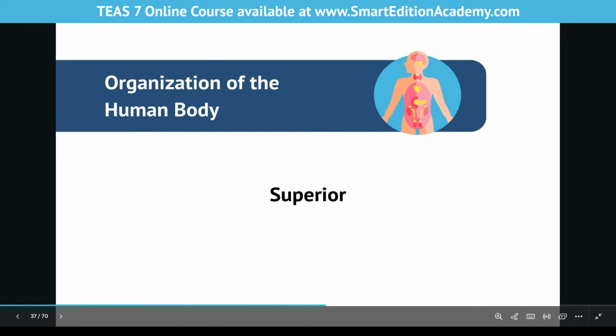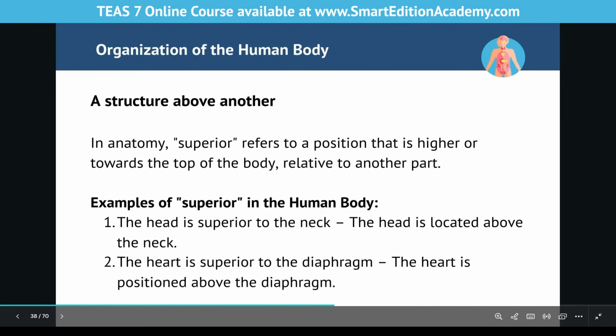Superior. This means a structure above another. In anatomy, superior refers to a position that is higher or towards the top of the body relative to another part. So another example would be the head is superior to the neck. This means the head is located above the neck.